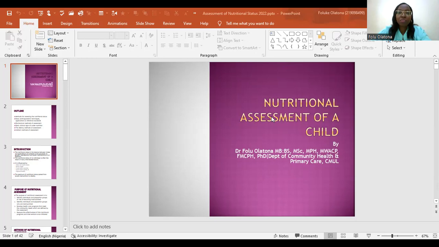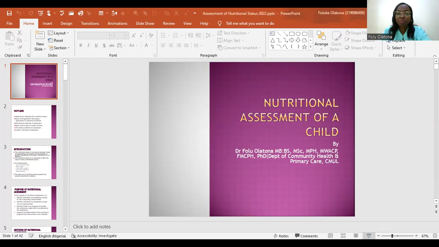So for the purpose of this course, we would concentrate on assessments of nutritional status of a child because usually the nutritional status of children is very important, and if anything goes wrong, there can be a problem immediately. But for adults, you may not even notice anything in many months where there's a problem with nutritional status. So definitely I'll mention some things about assessing adults, but you should expect more on children.